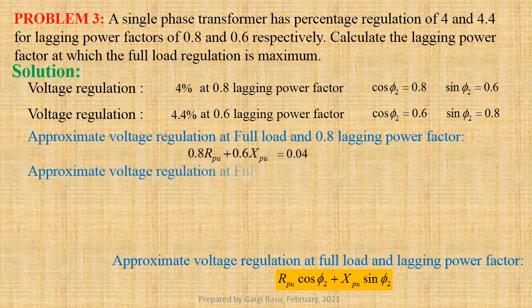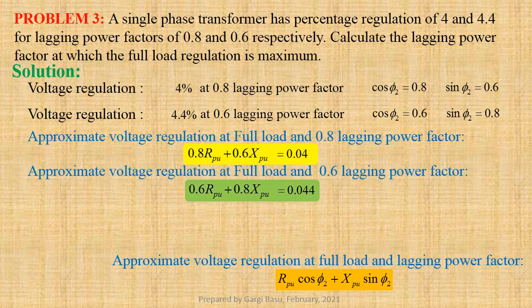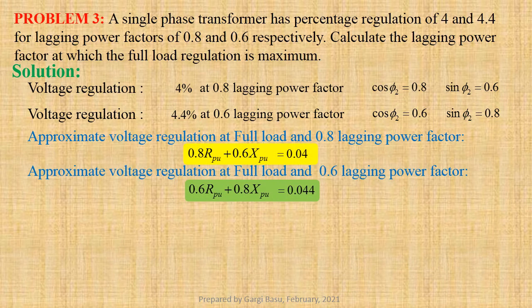Approximate voltage regulation at full load and 0.6 lagging power factor will be 0.6 R per unit plus 0.8 X per unit, which is equal to 0.044. Solving the above two equations, we get per unit resistance R per unit equals 0.02 and per unit reactance X per unit equals 0.04.